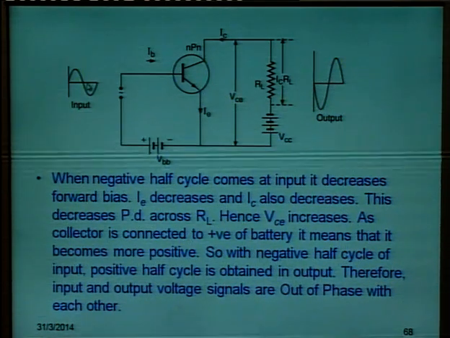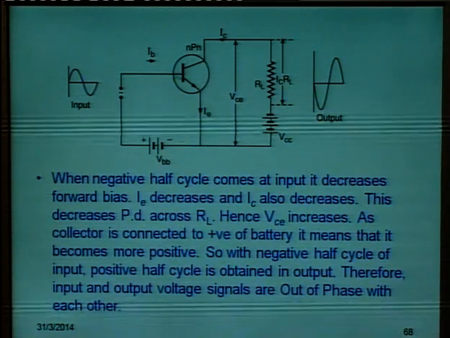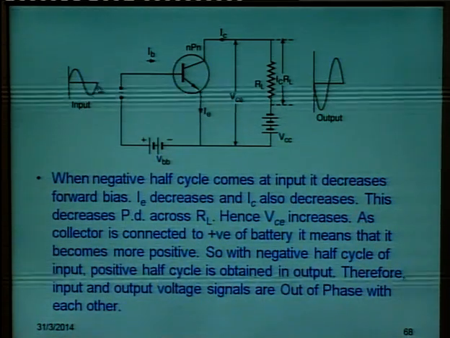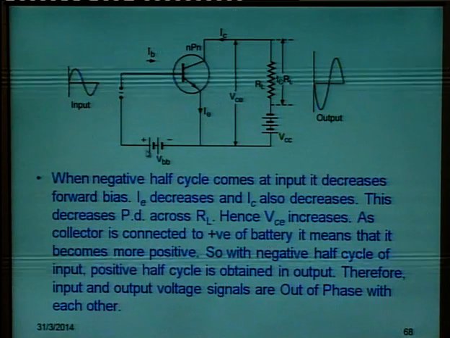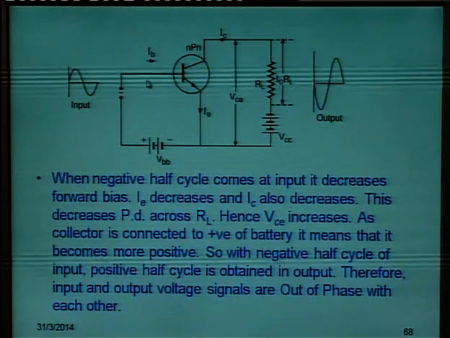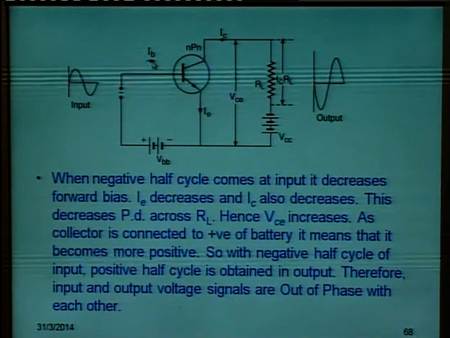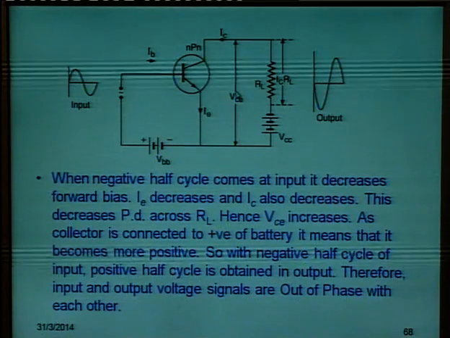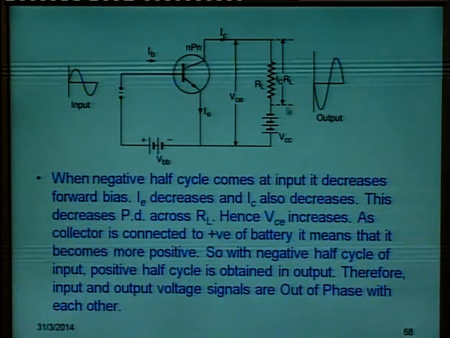When negative half cycle comes at the input, but you have attached base to the positive of the battery, you are getting a negative voltage which is to be amplified. This means you are decreasing the forward biasing of the base emitter junction. Base becomes less positive, means its forward biasing is decreased. This means base current decreases. If base current decreases, emitter current and collector current has also decreased. If collector current decreases, potential drop across this load resistor decreases.